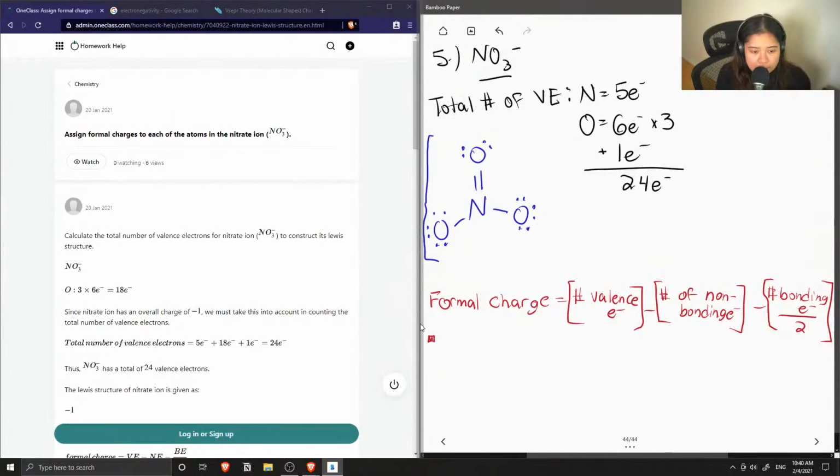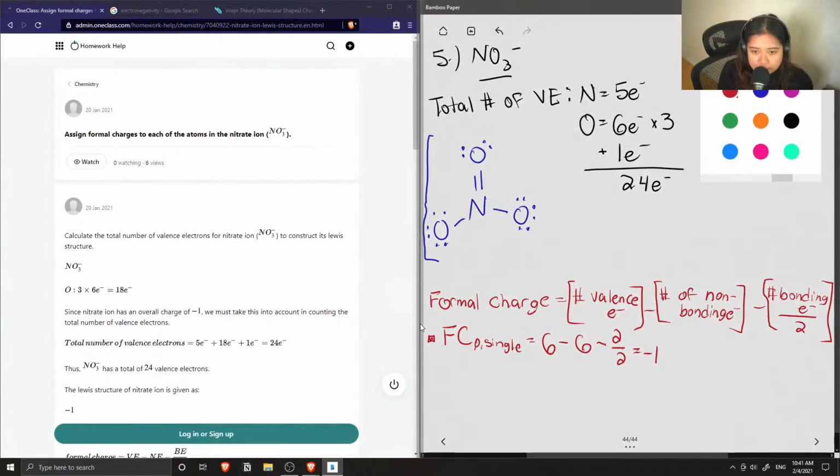Okay, so now let's calculate the formal charge of a single bonded oxygen. Oxygen has 6 valence electrons, and there are 6 non-bonding electrons, so in the form of the lone pairs, and there's just a single bond that contains 2 bonding electrons, so we divide that by 2 and get a formal charge equal to -1. So we can draw these 2 oxygens having a -1 formal charge.